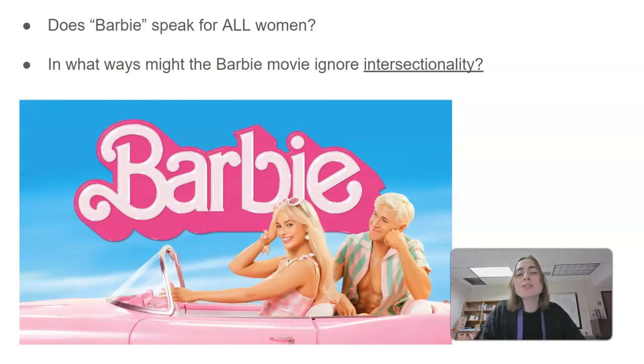But this movie has also received a lot of critique, with people saying that it ignored intersectionality because it talks specifically about white women's experience of oppression and how white women are oppressed because of being women. But it ignores the fact that women who aren't white experience the world in a different way and experience oppression because of their gender, but also because of their race. So that's why it's really important to think about intersectionality and the way that it interacts to shape our experience in the world.